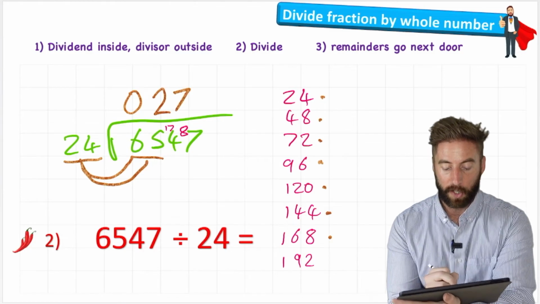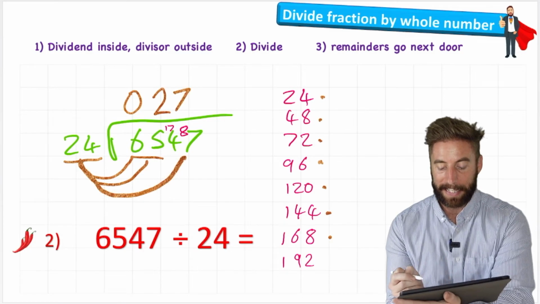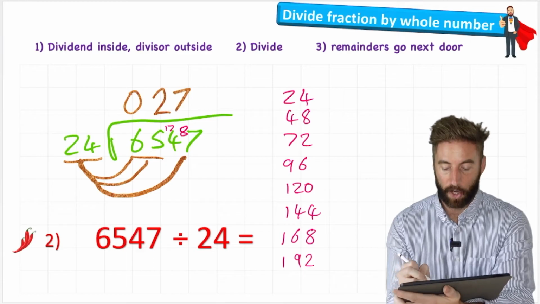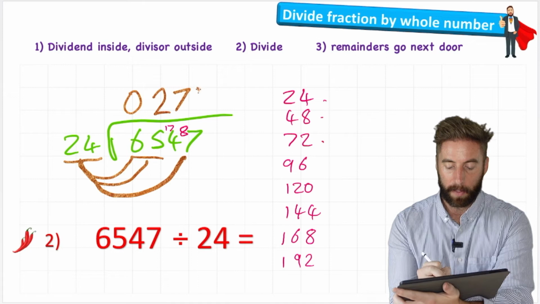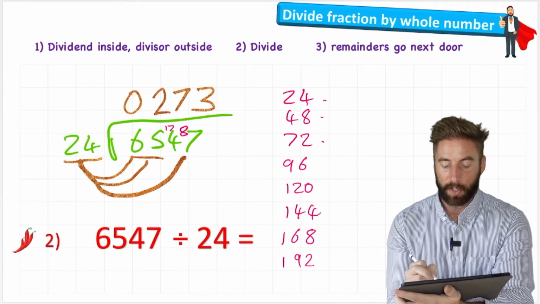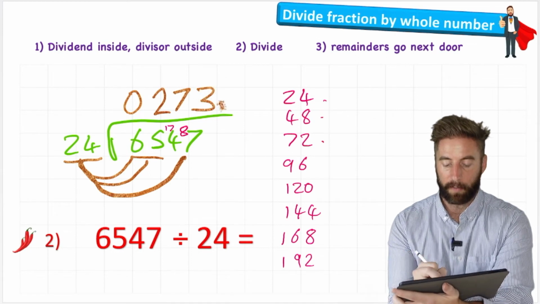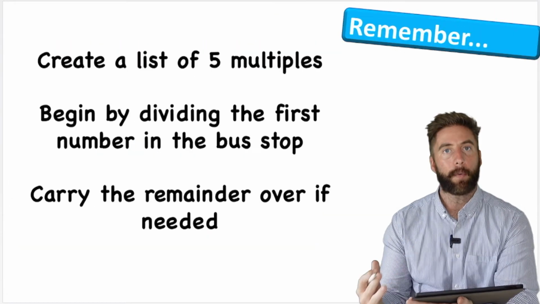And my final question, how many 24s are there in 87? I can see that I can go 1, 2, 3. So my answer would be 3, but I could only get to 72, so the difference would be 15. And there we go, simple.